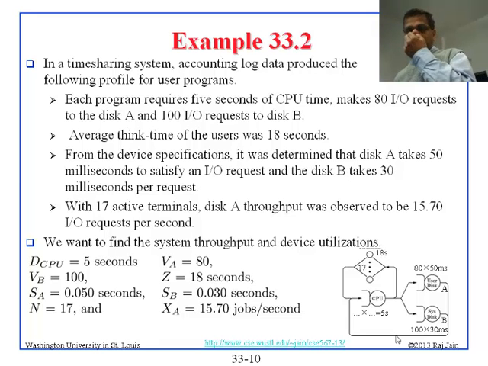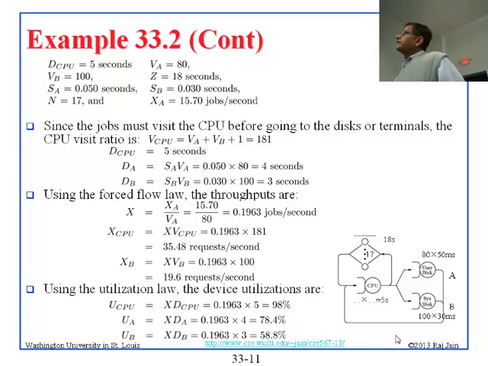Okay, so what can we do with these numbers? First, we repeat those things here so that you can see them again. The VCPU is VA plus VB plus 1, because you have to go once here, 80 times here, and 100 times here, so you go to the CPU 181 times. So that is the VCPU. DCPU is 5 seconds. We could calculate the service time per visit, but there are 181 visits totaling 5 seconds. DA is 4 seconds because there are 80 visits, each 50 milliseconds. So that is 4 seconds. And DB is 3 seconds. So now we have the 3 Ds.